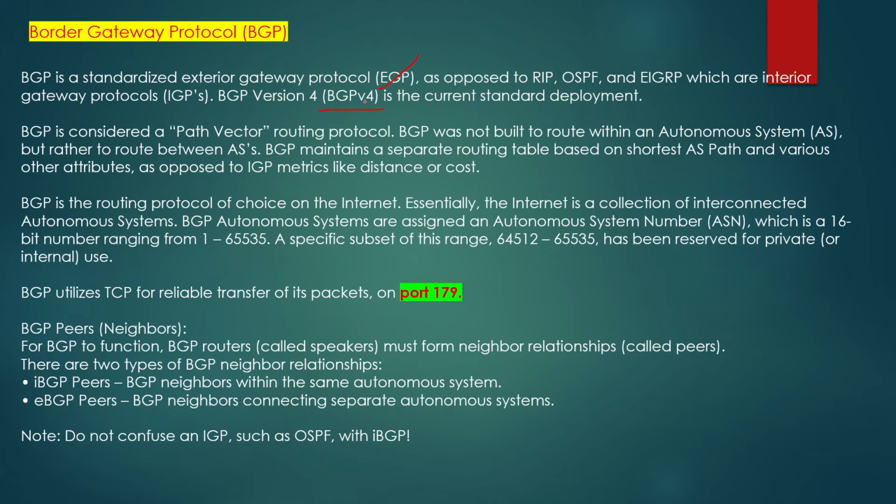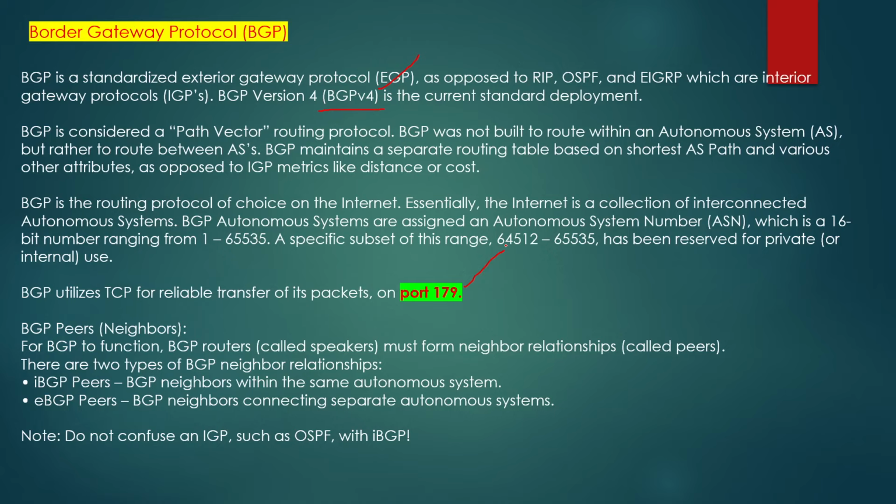BGP uses the TCP protocol, like SSH, HTTPS and HTTP. What is the SSH port number? It's 22. What is the HTTPS port number? It's 443. Same like that, what is the BGP port number? It's 179. Very important, 179.